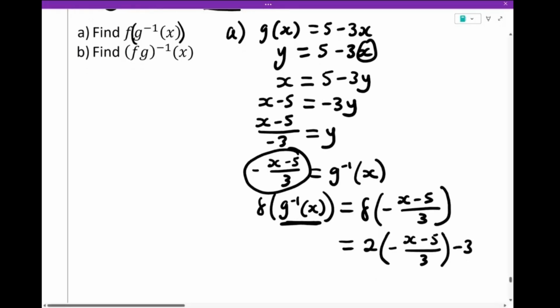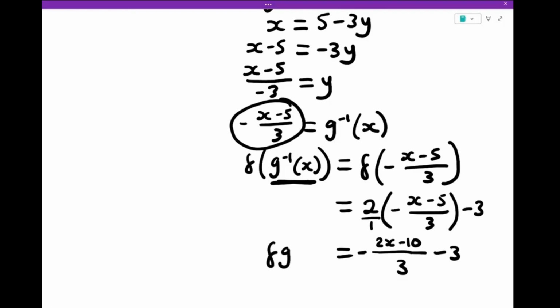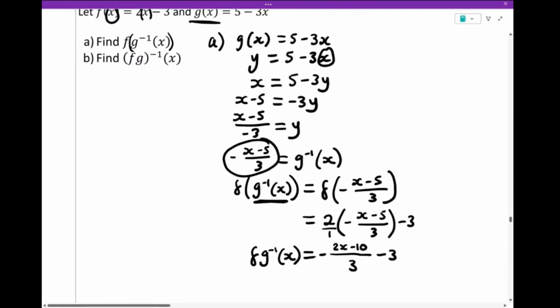Then in terms of simplifying further, what we could do is recognize that this 2 is essentially 2 over 1, and it's multiplying our other fraction, so that 2 is going to multiply the numerator. Okay, so on the numerator, I would get 2x subtract 10 when I multiply both terms by 2. We've got our negative sign in front of our fraction, and then 3 in the denominator, which doesn't change because I multiply by 1. And then we've got the subtract 3, but that is my final answer. That is f of the inverse of g of x. Okay, so that is part A complete.